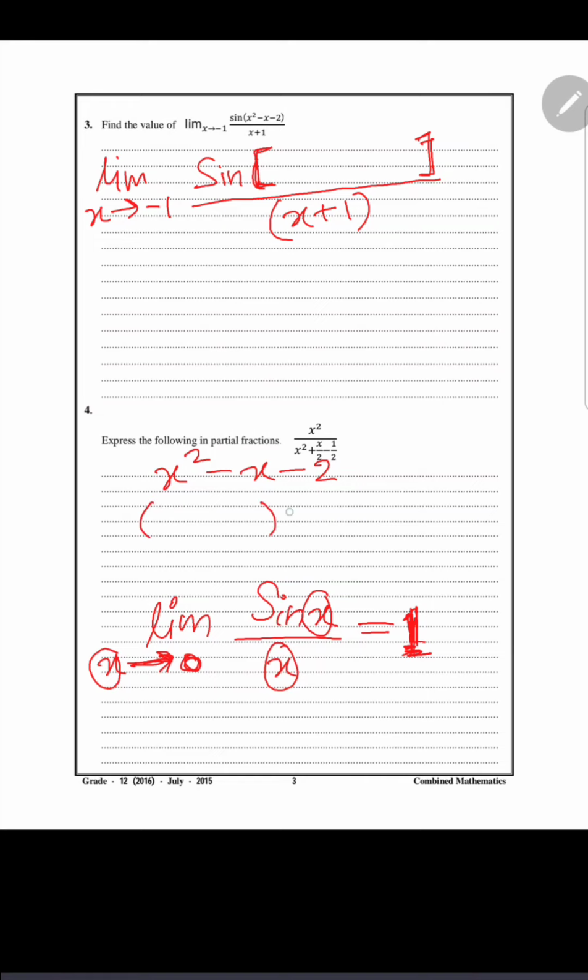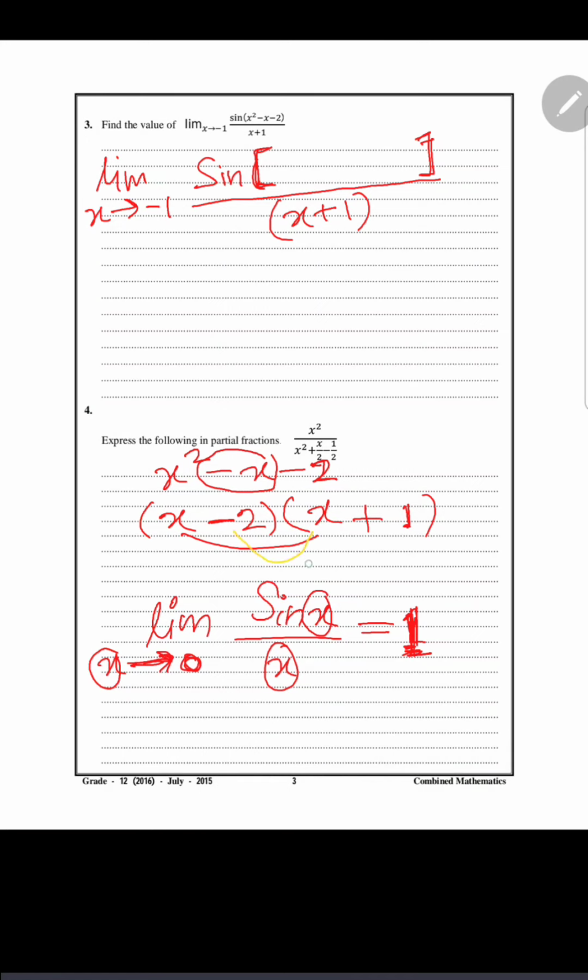We can directly factorize. To have x square, we must have x and x. Then to have 1, I must have 2 as the constant term. I must write 2 and 1 here. To have minus 1x as the middle term, 2 should be negative, 1 is positive. Then only I can get minus 1x.